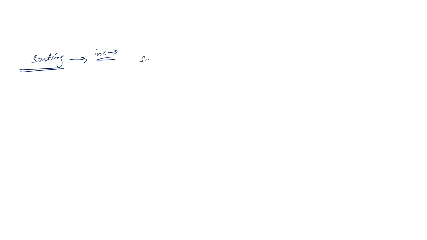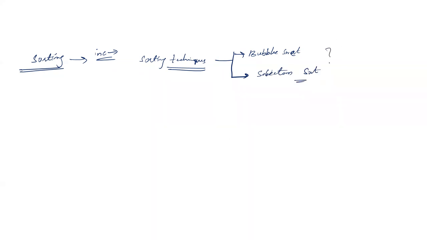We have many sorting techniques, but in our syllabus we have two: bubble sort and selection sort. Both are somewhat equivalent, but compared to bubble sort, selection sort has less complexity. Bubble sort is easy to understand, while selection sort is somewhat harder.